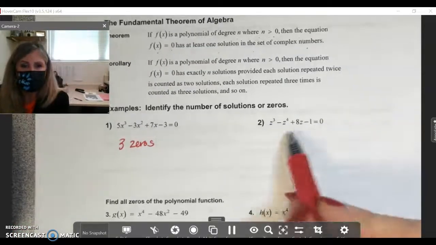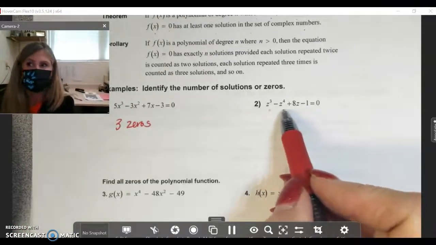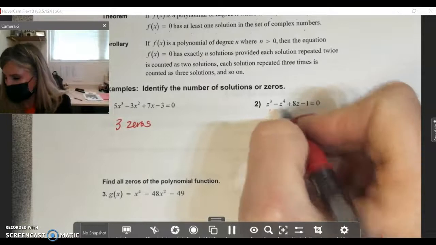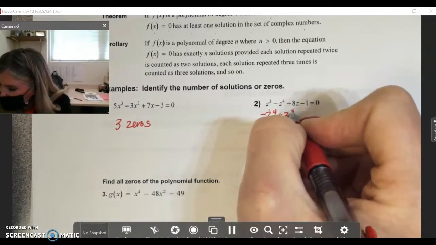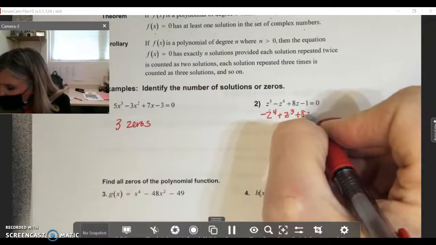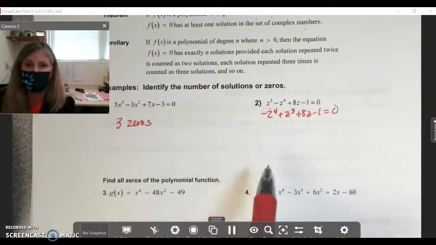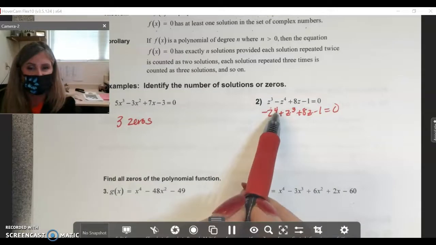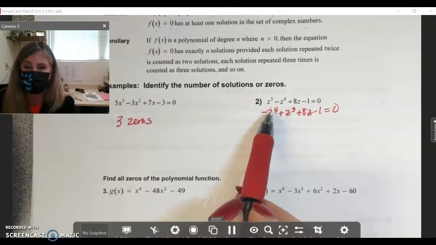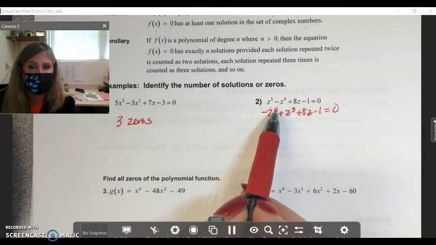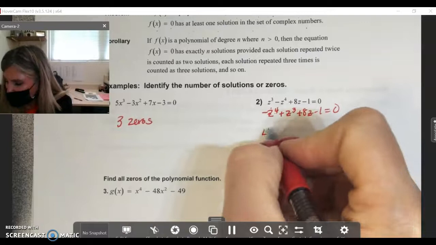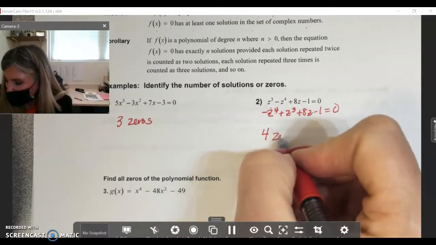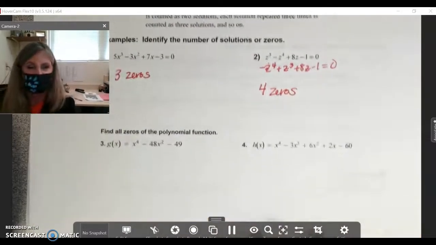Alright, now what about the second one? What's the degree here going to be? 4. Good job. Because this should actually be written in descending order. We always like to write our polynomials in descending order, and the highest power of our exponents, the highest value there, that is going to be the degree. So we're going to have 4 zeros on this one.